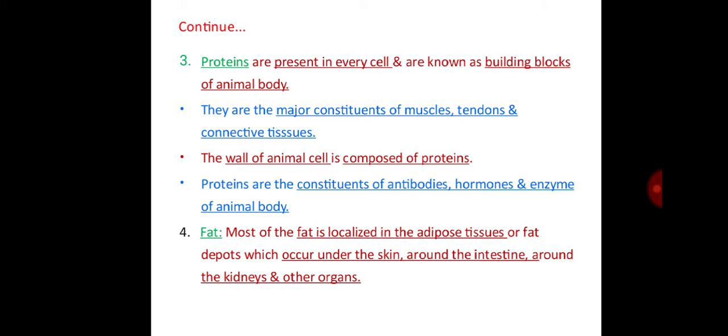They are the major constituents of muscle, tendons, and connective tissues. All animal cells are composed of proteins. Proteins are the constituents of antibodies, hormones, and enzymes of the animal body.